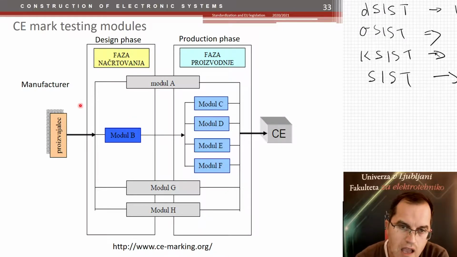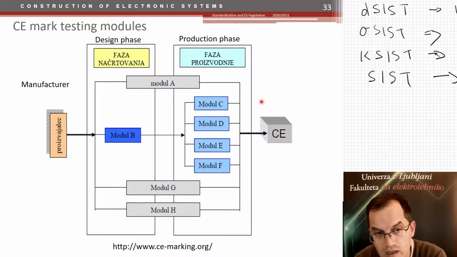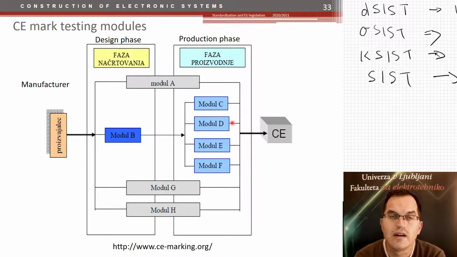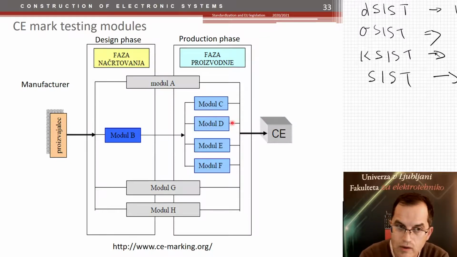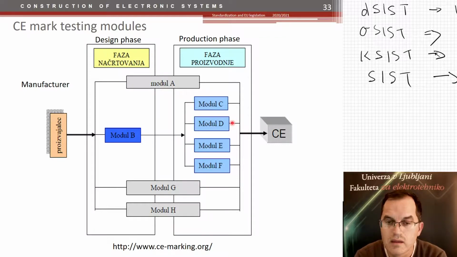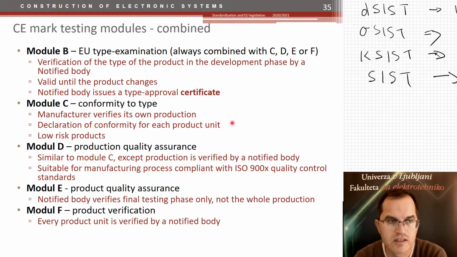So going through these, I would say module B plus C would be a normal way to go. If you don't have low risk products, if you have medium risk, you better go with B plus D. But it also depends on the European directive, because some directives are requiring this scheme, others other, and you have to comply with them. So which module you are choosing, it depends on the European directive which you are checking for and the type of the product you are producing. Here is everything written that I just told you.